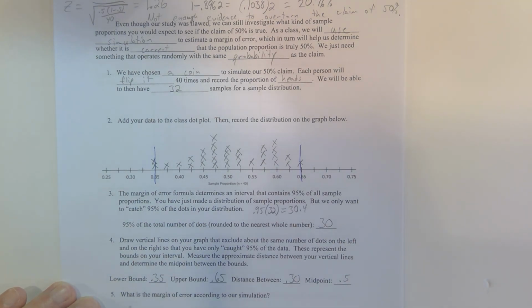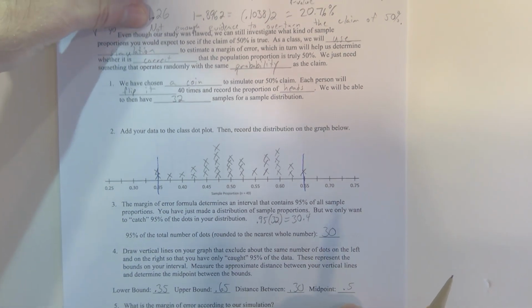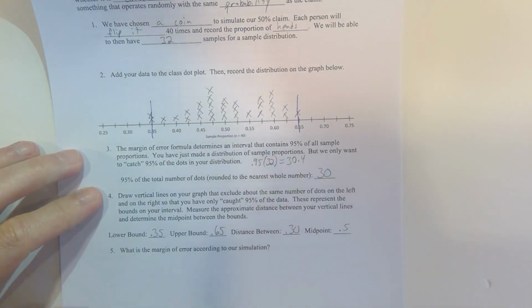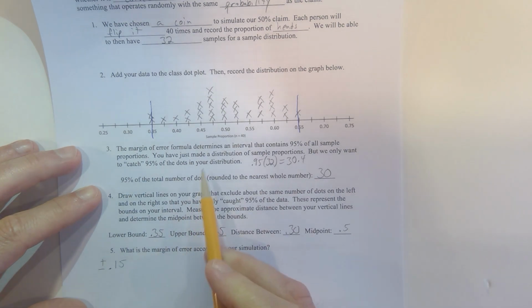So what's the margin of error according to our simulation? According to our simulation, our margin of error is 0.15, right? Plus or minus. So we go to the 50 and we add or subtract 15%.